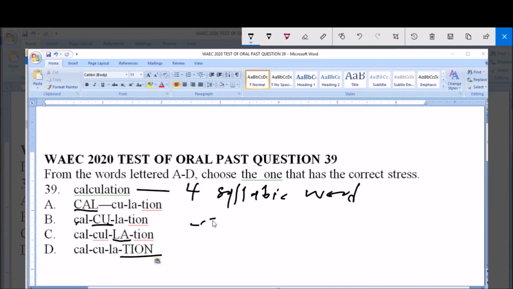So it became very thick, or is thicker than the second syllable. Then when we now pronounce the shun, we find out that it fell, so it returned to its minimal level. So by this analysis, La takes the stress. Then option C is correct.